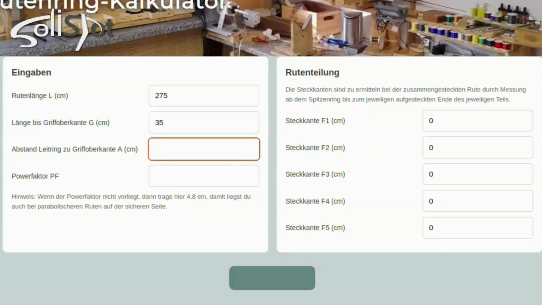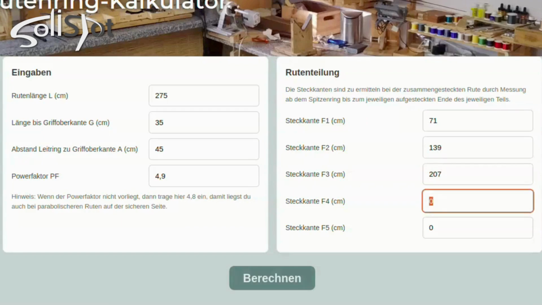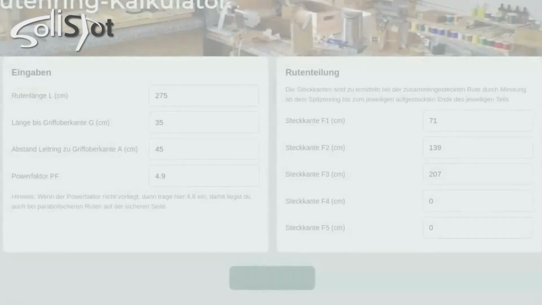It aligns the guide spacing for any rod, regardless of length or action, based on the power factor. You get exactly the number of guides required for a specific rod, and at the same time the correct distribution corresponding to the measured power factor. This calculator is available on Solitip.